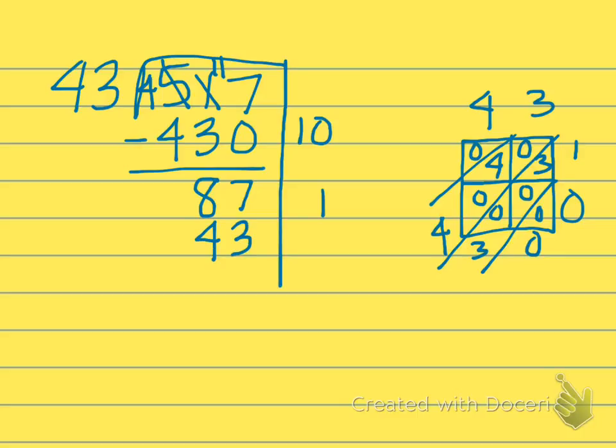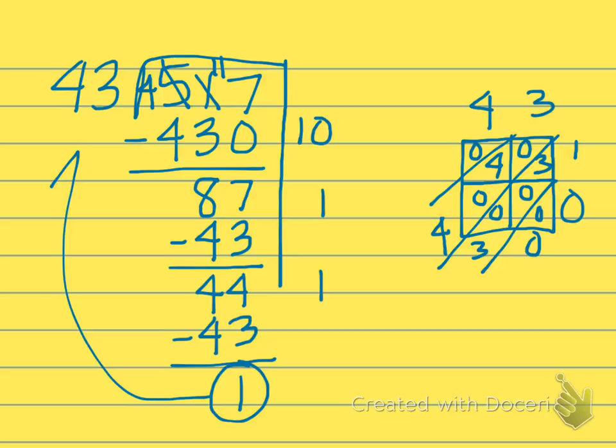1 times 43 is 43. And we are left with 44. Is this number larger than our shark? Yeah, that shark can still take a big bite out. Let's take it one more step. We're left with 1. We know that this is smaller, so we're going to stop.